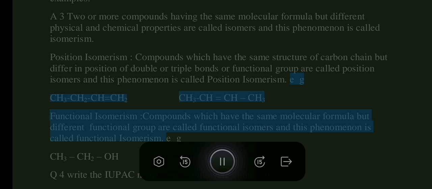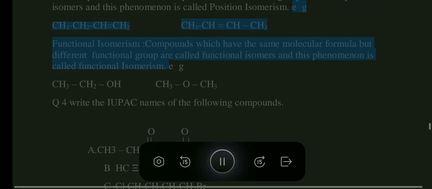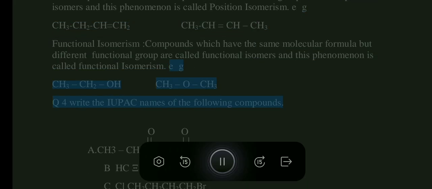E.g. CH3CH2CH=CH2, CH3CH=CHCH3. Functional isomerism: compounds which have the same molecular formula but different functional groups are called functional isomers, and this phenomenon is called functional isomerism. E.g. CH3CH2OH, CH3OCH3. Q4. Write the IUPAC names of the following compounds.